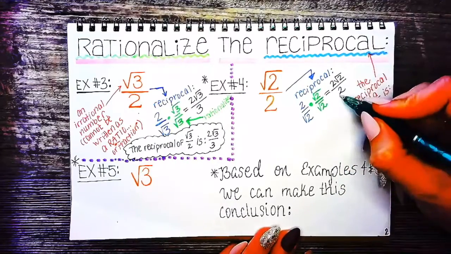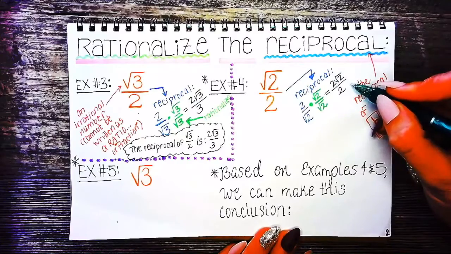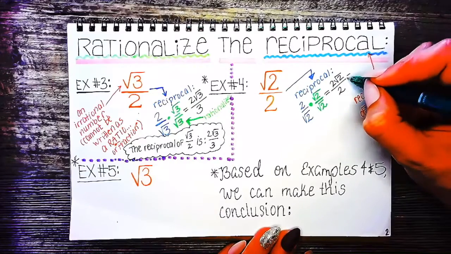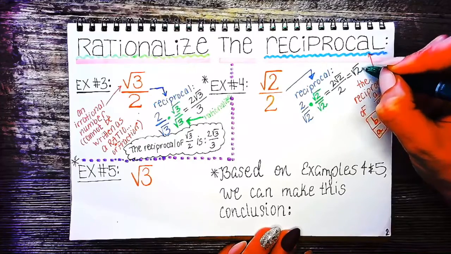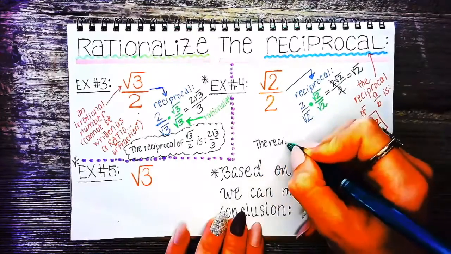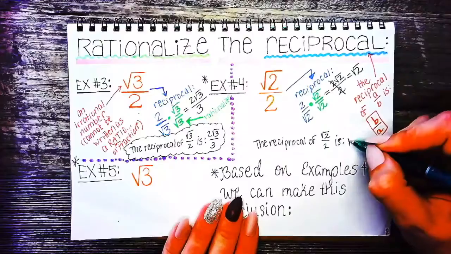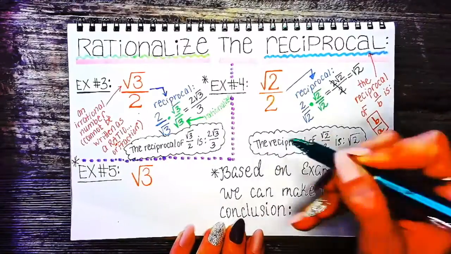Square root of 2 times square root of 2 is technically square root of 4, which is 2. Many times people leave the answer like this, but we can actually go a little bit further, and I hope you see it. 2 radical 2 over 2 reduces to just radical 2. Therefore, the rationalized reciprocal of radical 2 over 2 is radical 2.